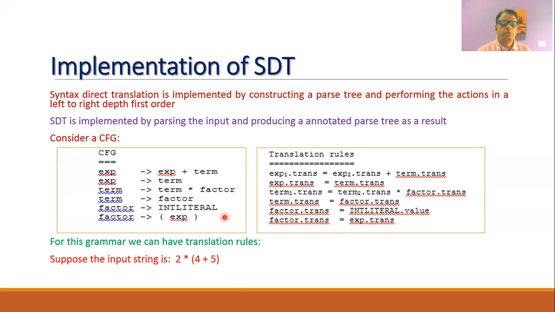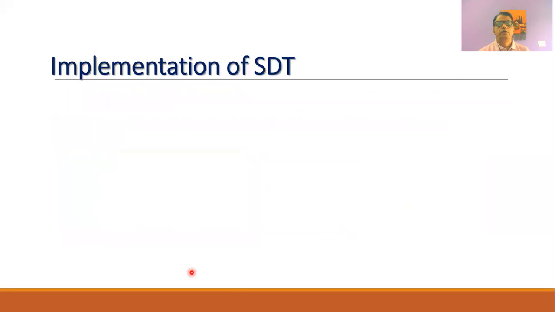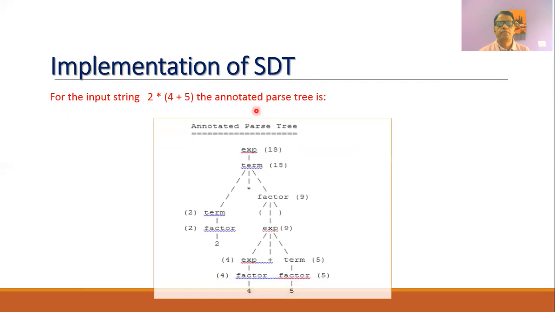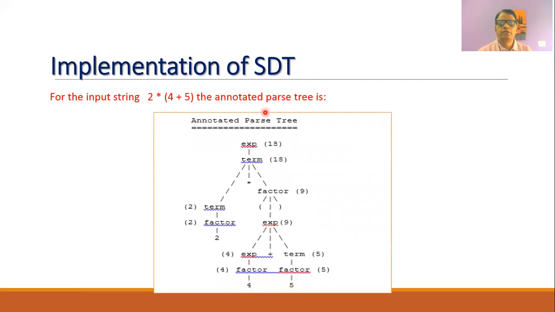And now suppose we have been given an input string, and this input string is 2 star in the bracket 4 plus 5. That is 2 multiplied by 4 plus 5. For this input string, we can construct an annotated parse tree by using a syntax directed translation scheme. And this parse tree can be constructed as shown in this diagram.